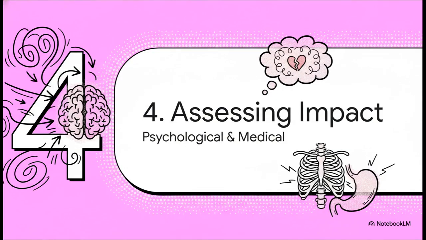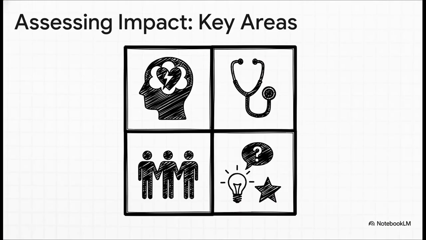So now that you've got a clear history, you need to figure out how all of this is actually affecting the patient's life, both in their head and in their body. You need to look at the impact across these key areas: psychological, medical, and social. Covering these gives you a complete picture. And whatever you do, do not forget to explore their ideas, concerns, and expectations, what we call ICE. This is absolutely key to a patient-centered approach.